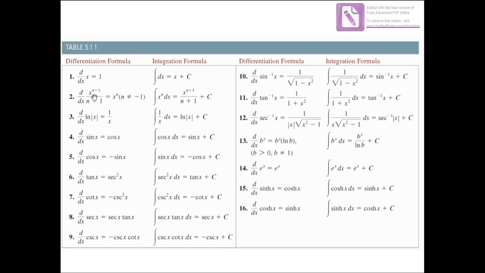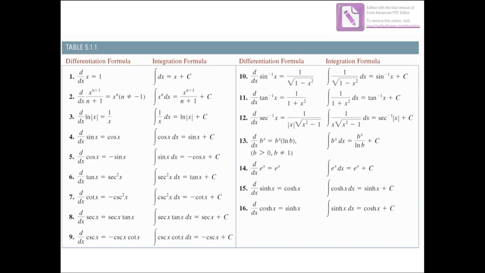But if you integrate this one, the integration of x power n will be x power n plus 1 over n plus 1 plus c. The derivative of ln absolute value of x will be 1 over x. If you want to integrate 1 over x dx, it will be ln absolute value of x plus the constant c. For the integration, we add the constant c for all the functions, but for the derivative, there is no constant c. If you know the derivative of the function, then it is easy to know what the integration of this function is.